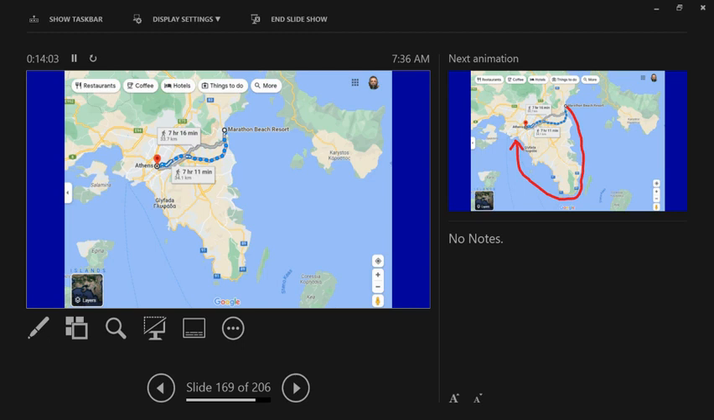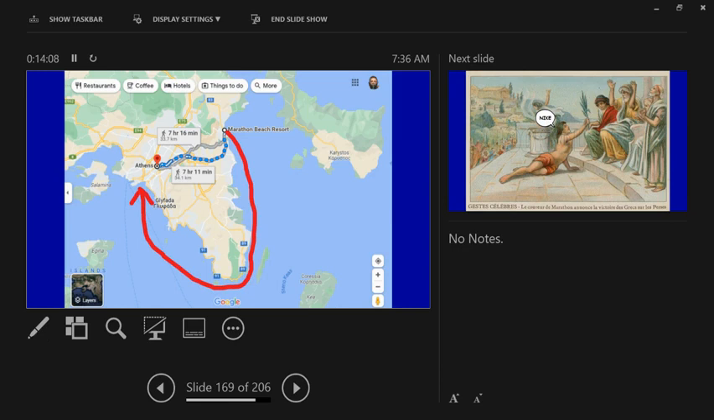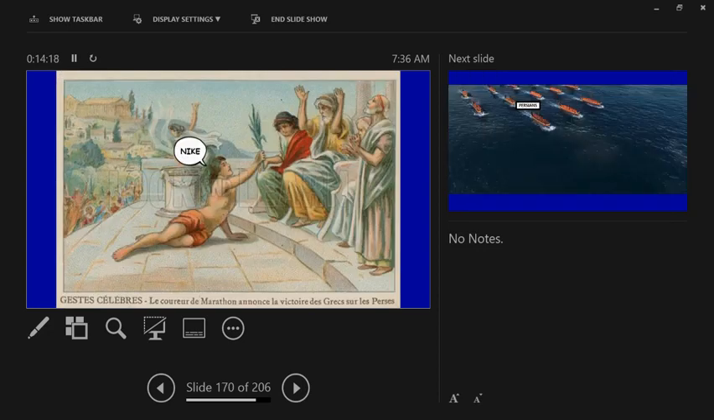And then at the same time, the Persian fleet decides they're going to attack Athens from the sea, because the Greek army is still over here. So the runner runs all the way to Athens. He delivers his message and he says Nike, which means victory. And then he dies from running 26 miles.